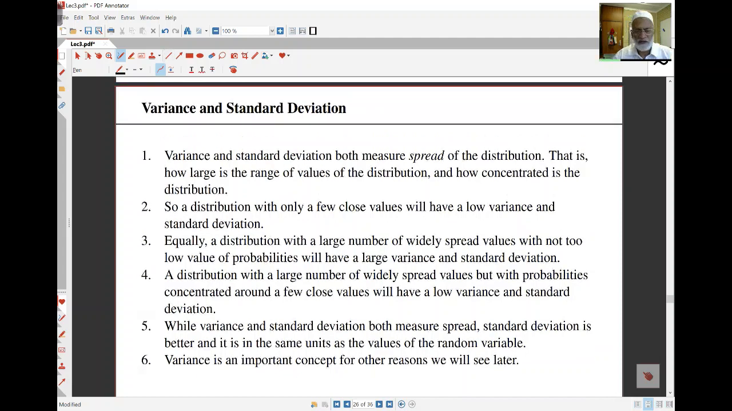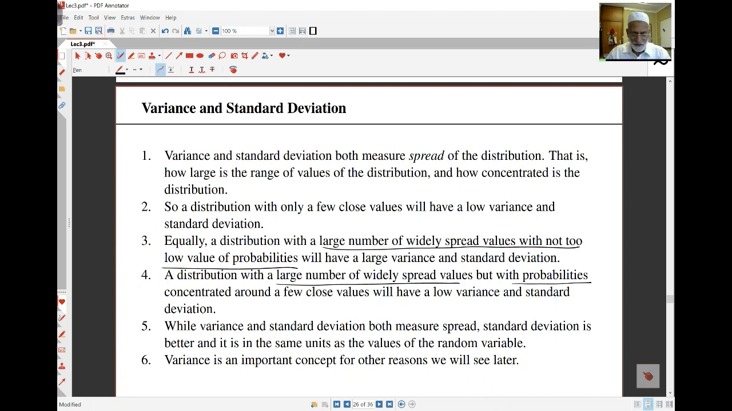Now, as far as variance and standard deviation are concerned, they both measure spread. It tells you how large the range of values the distribution of the random variable takes, and how concentrated the probability distribution is. So a random variable with only a few values that lie close to each other with high probability will have a low variance, and a distribution with a large number of widely spread values with not too low probability, very well spread out essentially, will have a large variance. And a distribution with large, widely spread values, where the probability is concentrated in a very narrow region, it's not just the value itself of the random variable, but where the probabilities are. So a large number of values, with the probabilities all concentrated somewhere else, can also lead to a small variance.